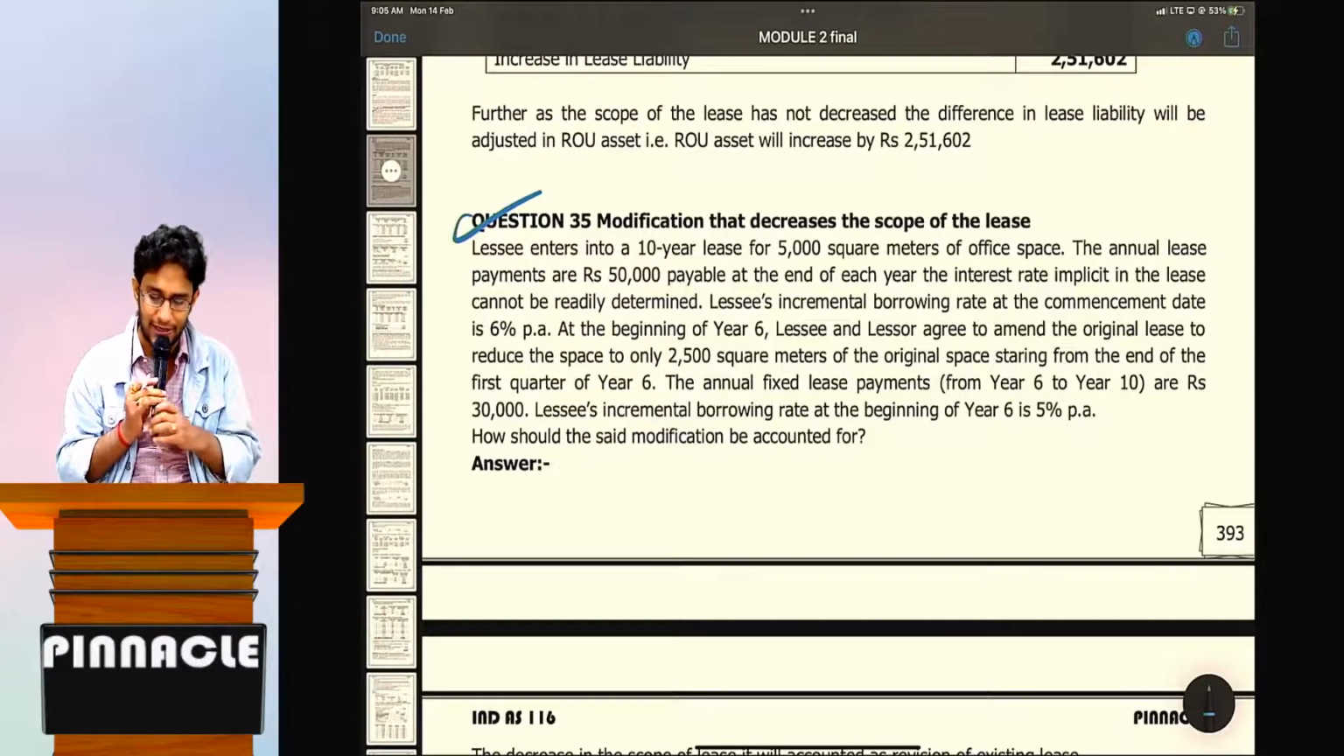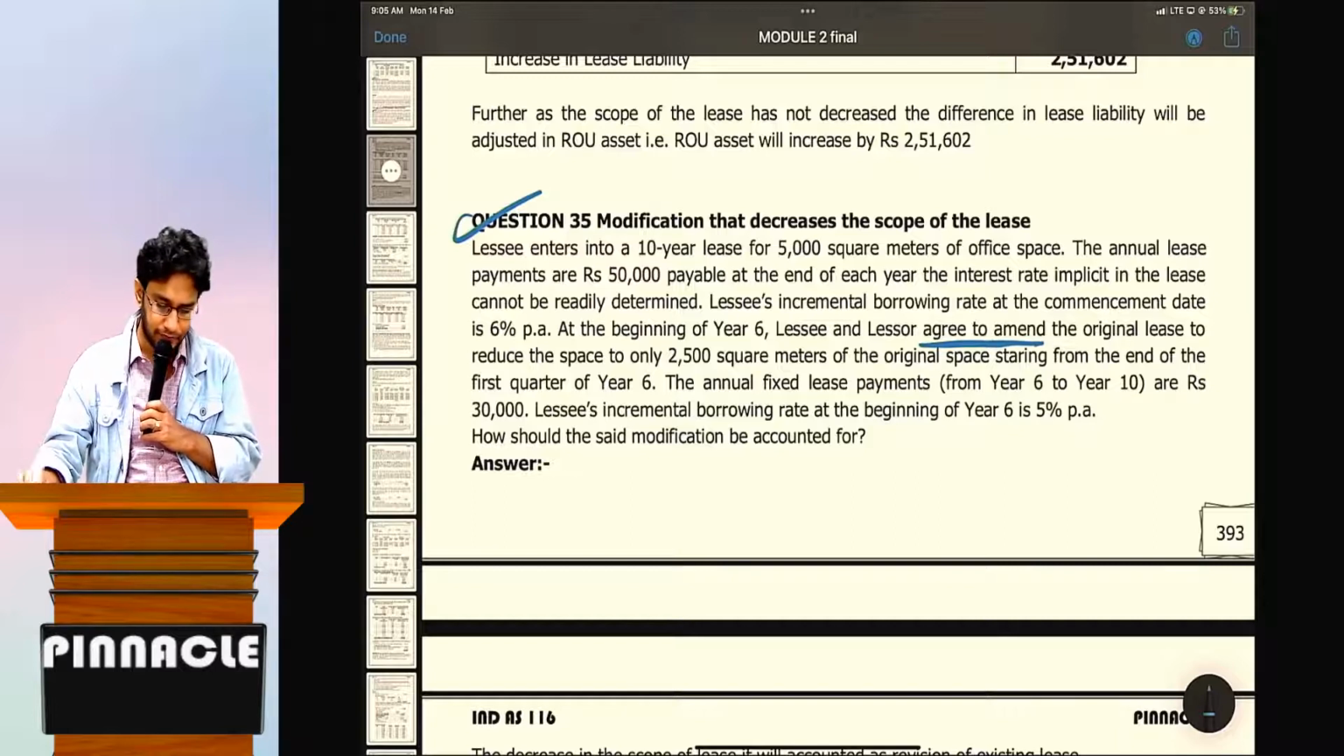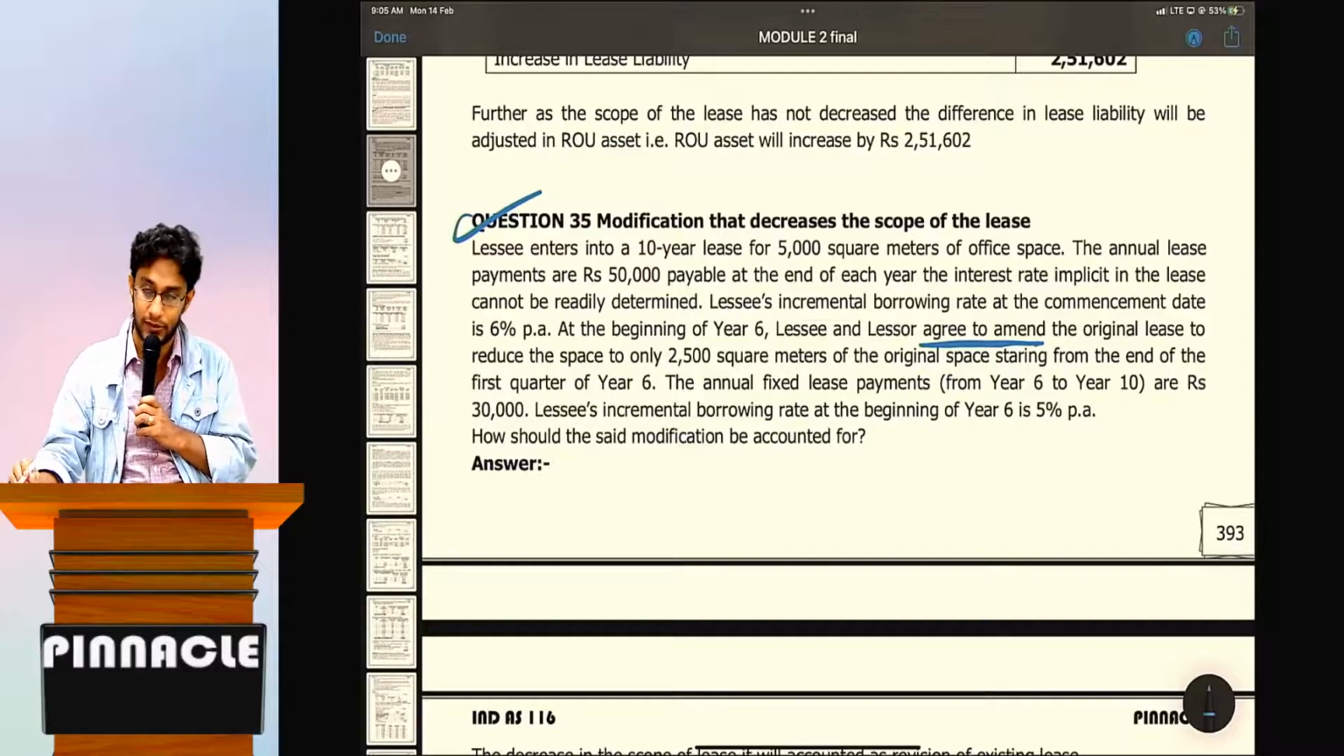Now, lessee and lessor agree to amend the original lease to reduce the space to only 2,500 square meters of the original space, starting from the end of first quarter of year 6. So anyway, 5,000 square meter space was originally negotiated. You used it for 5 years also, and now you are saying that for the remaining period, I don't want 5,000, I want only half, 2,500.